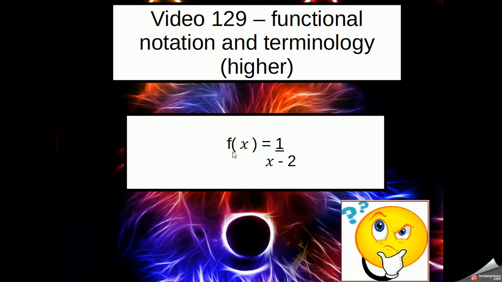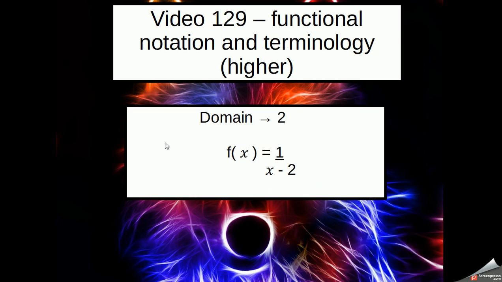If we did the function of x is equal to 1 over x minus 2, the domain cannot be 2. So sometimes we have to exclude numbers from the domain. There are numbers that it cannot possibly be. Now, why can't it be the 2 in this particular case? Well, the reason being is that if you put in x is 2, then we've got 1 over 2 minus 2, and 2 minus 2 is 0, and you can never divide 1 by 0. It's not possible.